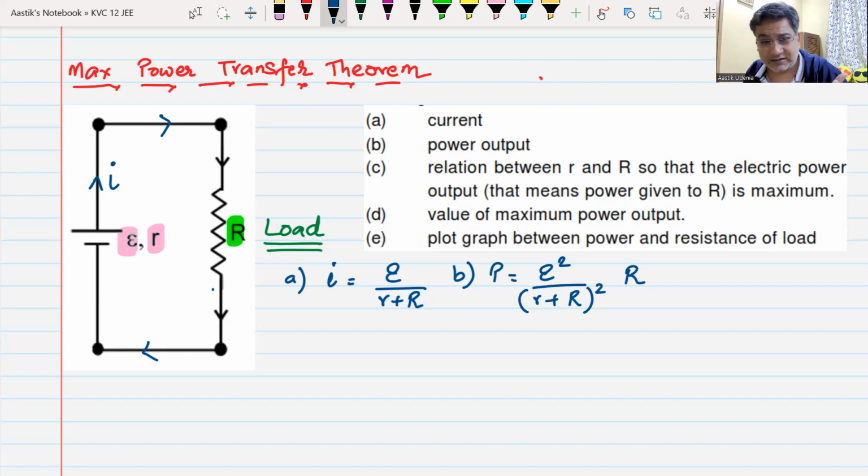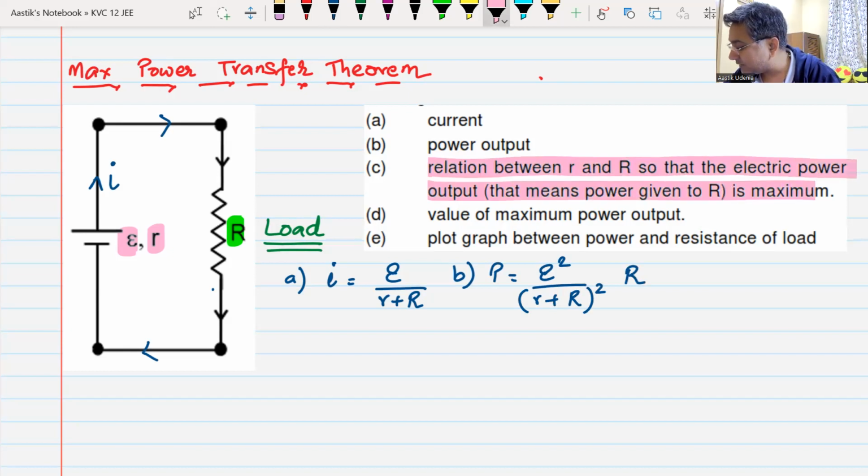Now, the third part, again, physics has got nothing to do with this. You have to find out the relation between small r and capital R so that the maximum power is given to the resistance load R, capital R. How will you get that maximum power? The condition for maximum power?